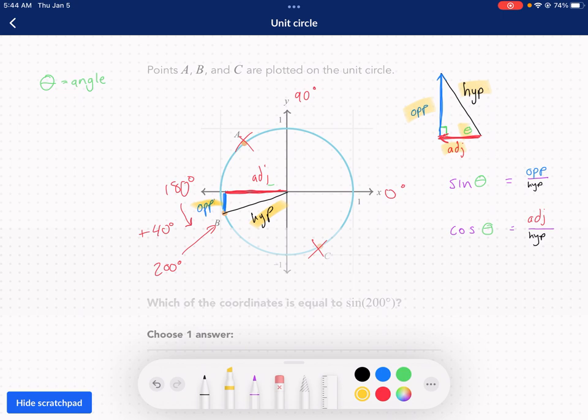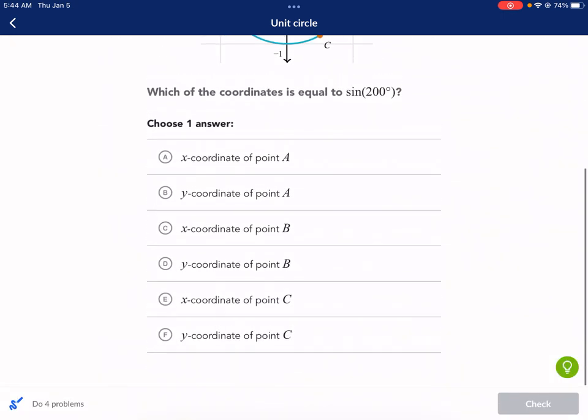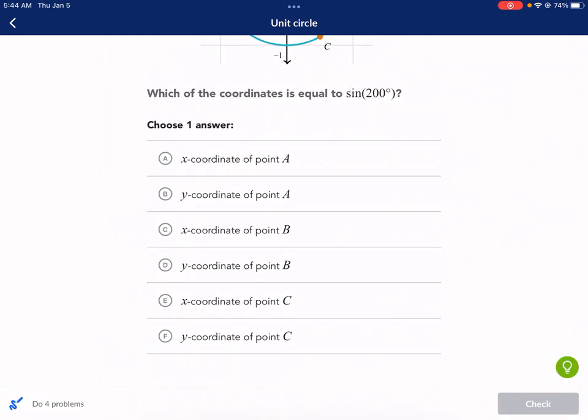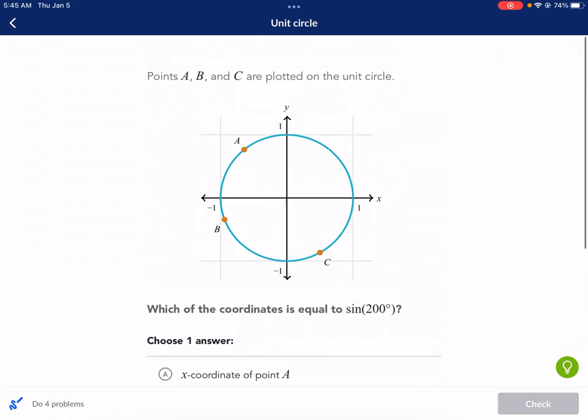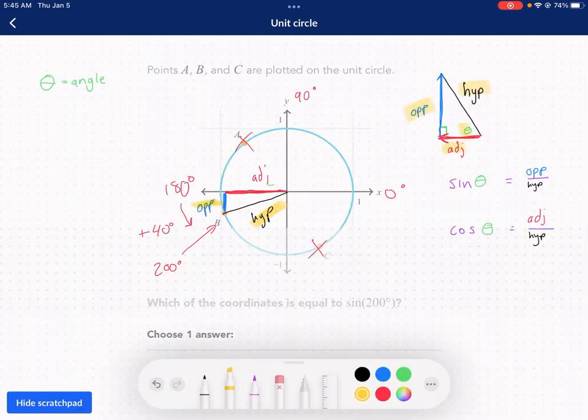Well, that's going to correspond to which of the following. It gives some good hints here. The x coordinate of A, well, we already know A and C are out. So we're looking at either the x coordinate of point B or the y coordinate of point B. This is the final coordinate step, and once you understand this, I think you guys can do the rest of this Khan Academy. So if we're talking about the sine, we are talking about this measure right here, okay? So how far down it goes.